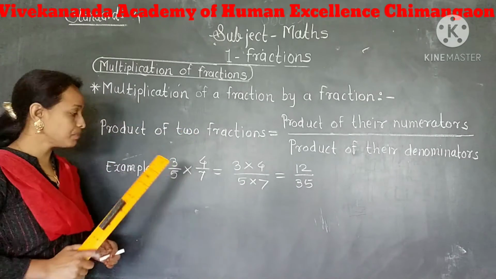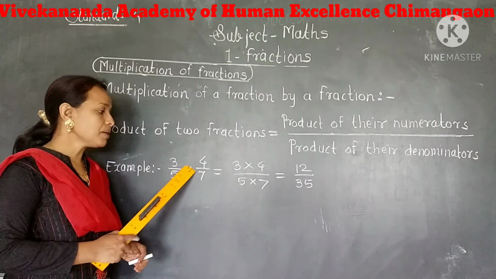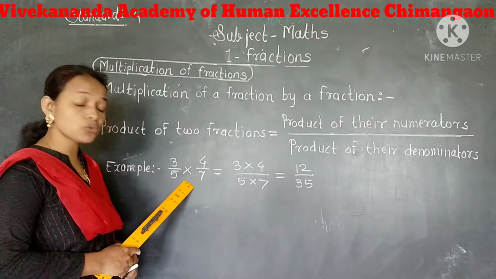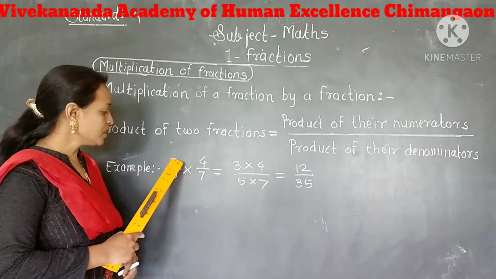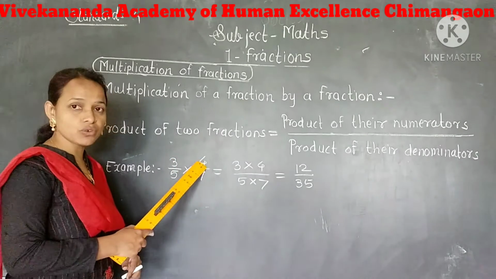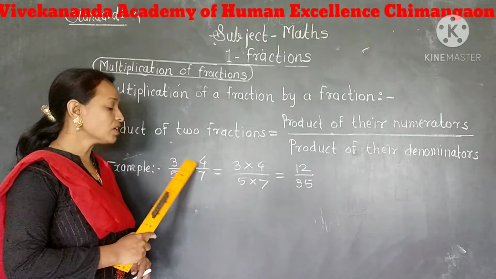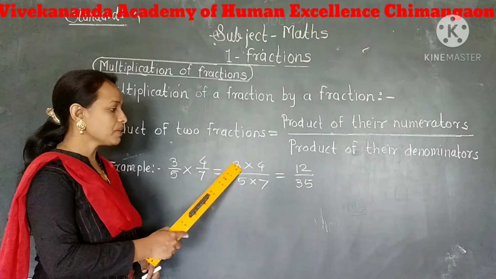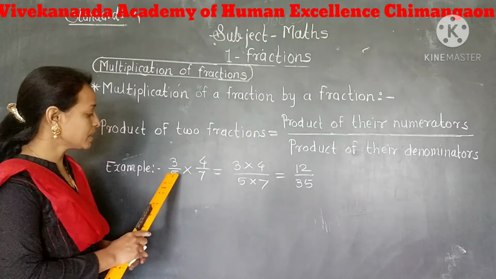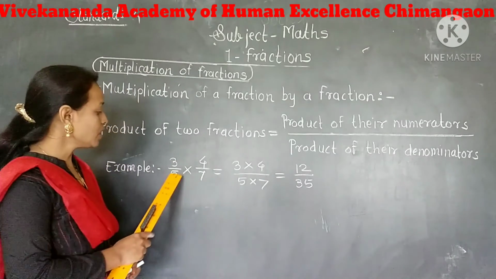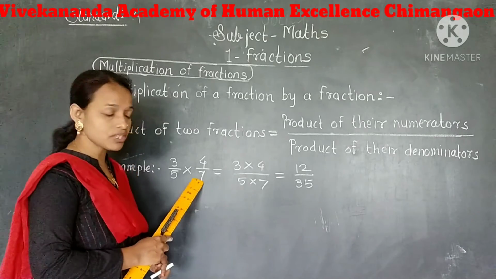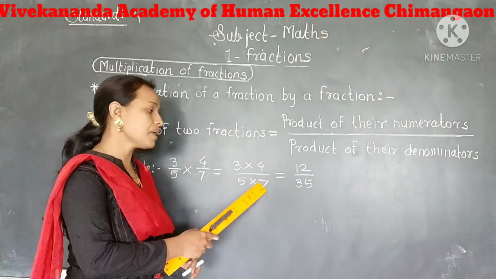So see its example, 3 upon 5 multiplied by 4 upon 7. These two are fractions. In this case, we have to multiply the numerators. In 3 upon 5, the numerator is 3, and in 4 upon 7, the numerator is 4. So we multiply 3 by 4. 3 fours are 12. As well, we have to multiply the denominators. The denominators are 5 and 7. So we multiply 5 by 7.